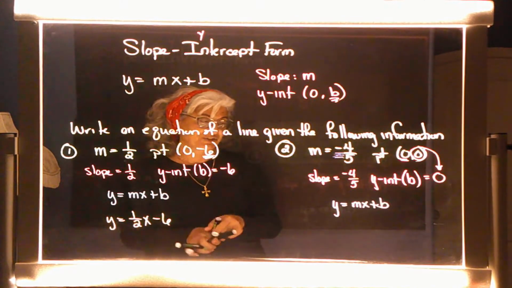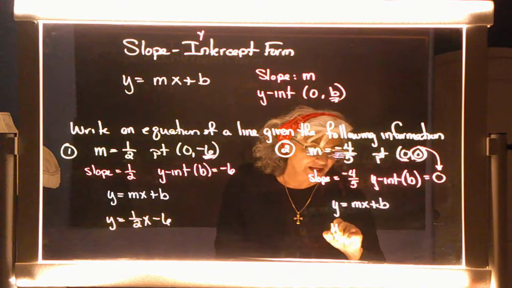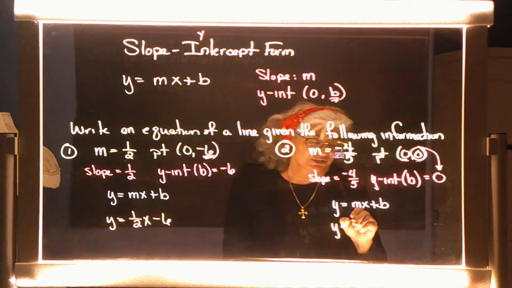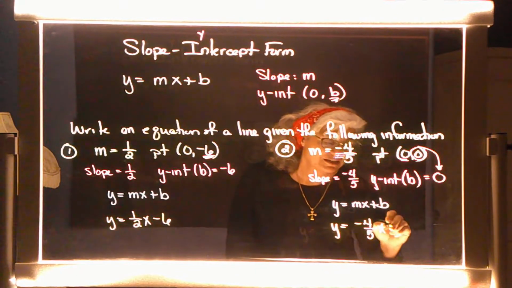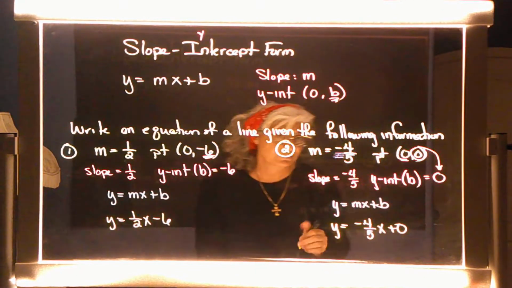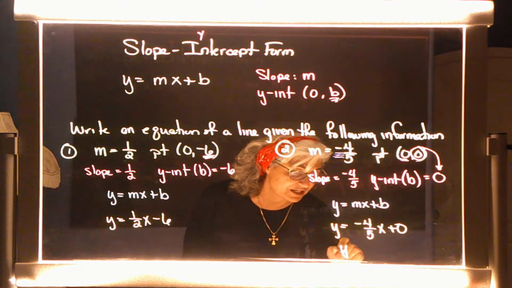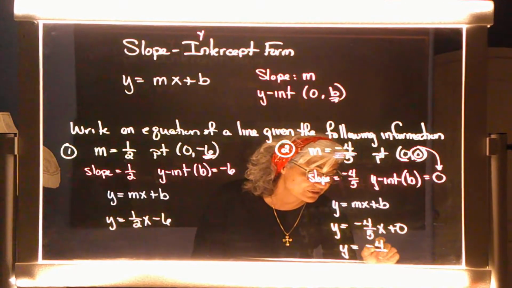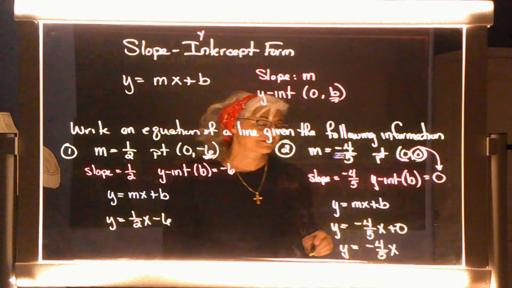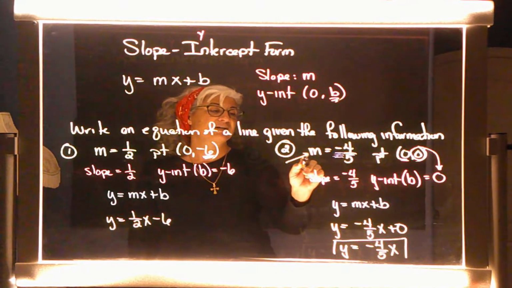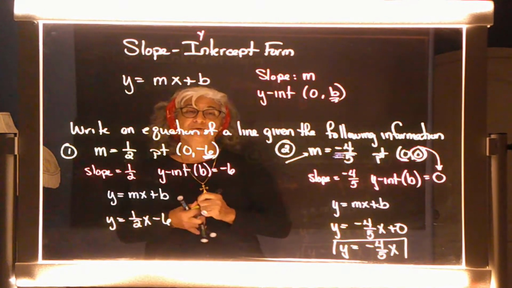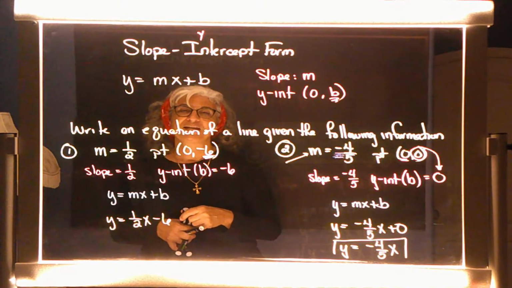I certainly do. I can write y equals what? Good, negative 4/5 x plus 0, which would just boil down to us writing y equals negative 4/5 x. And here would be the equation of the line with that information. Cool? Awesome. Hang in there.